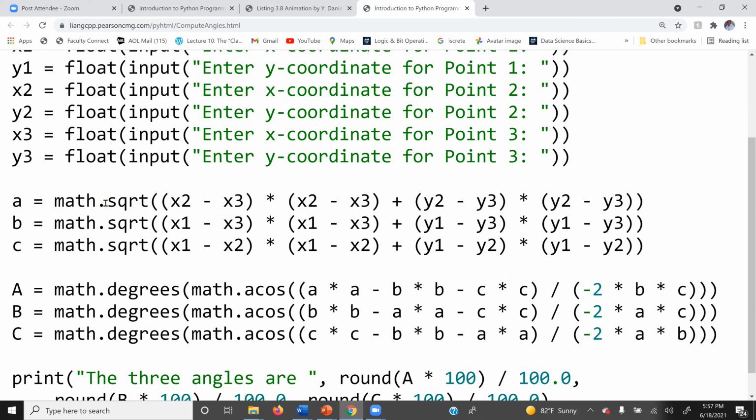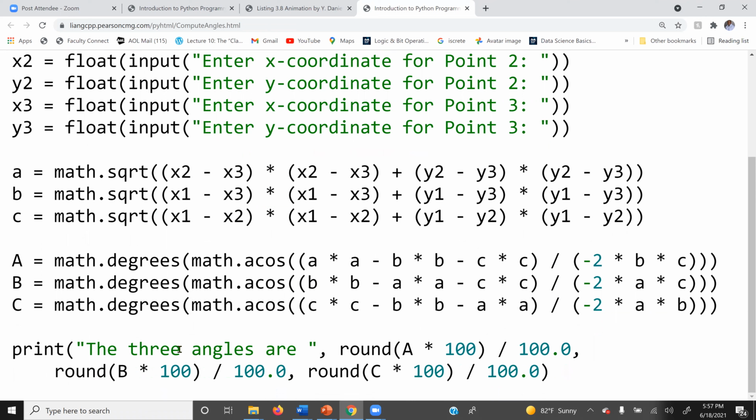So here we are using the math square root function. Next, we use the degree functions. After we find the cos, the A cos of the value, we change it to degrees. And then we print the result. We also run the answer first, then we print the result.